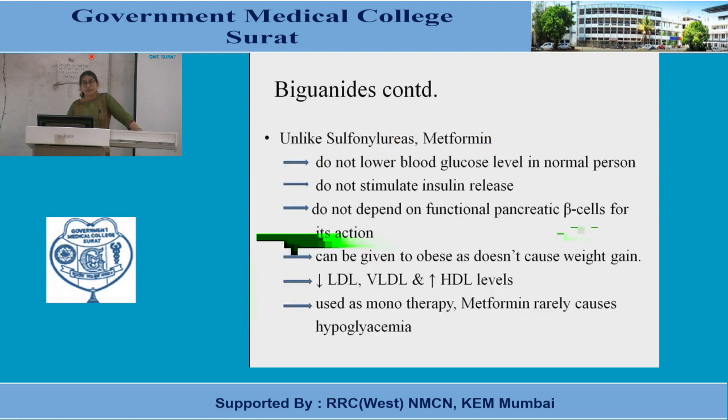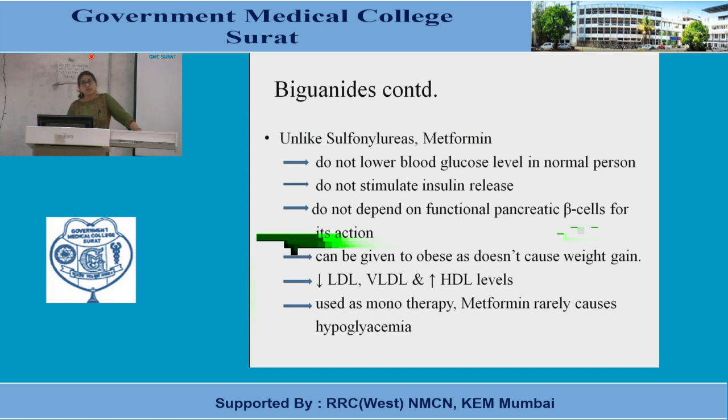So what is different from the sulfonylureas in this metformin? They do not lower the blood glucose level in normal people. They do not stimulate insulin release. They do not depend on functional pancreatic beta cells for their action. They can be given to the obese as they do not cause weight gain, unlike sulfonylureas, which cause weight gain.